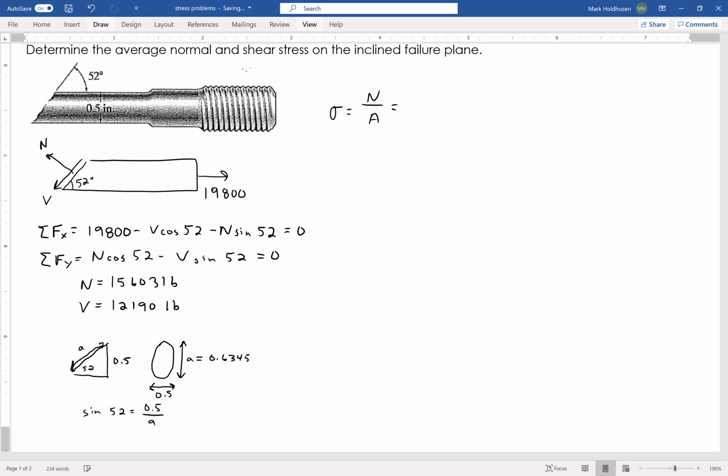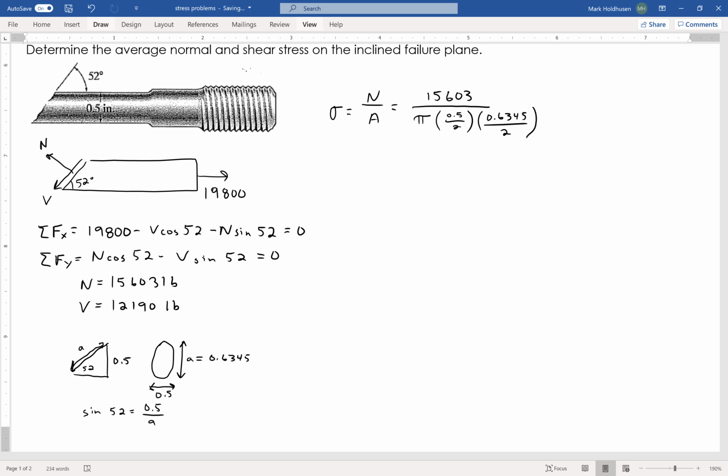So when I go and do my normal stress, which is nothing more than my normal force divided by my area, my normal force is 15,603. I just calculated that in the first part of the problem. And then my area, if you don't remember the area of the ellipse, it's basically pi times the short radius times the long radius. So it's going to be pi times 0.5 over 2 times 0.6345 over 2. That's the area of the ellipse. It's like pi r squared, but I've got two different r's, right? If it was a circle, it'd be pi times r squared.